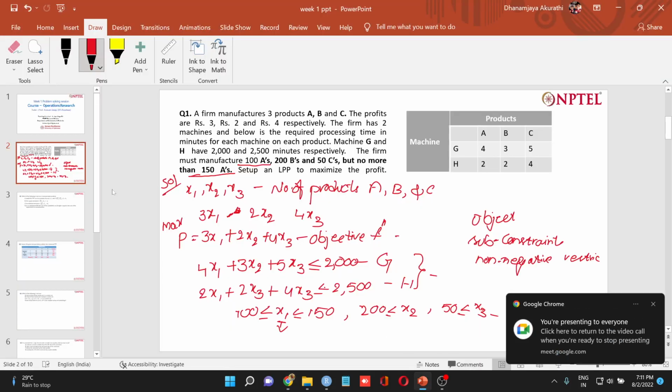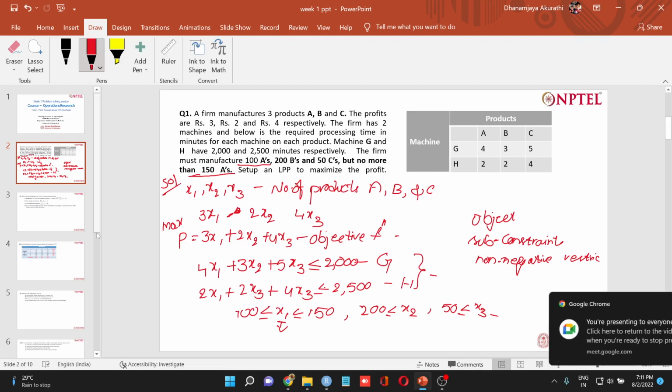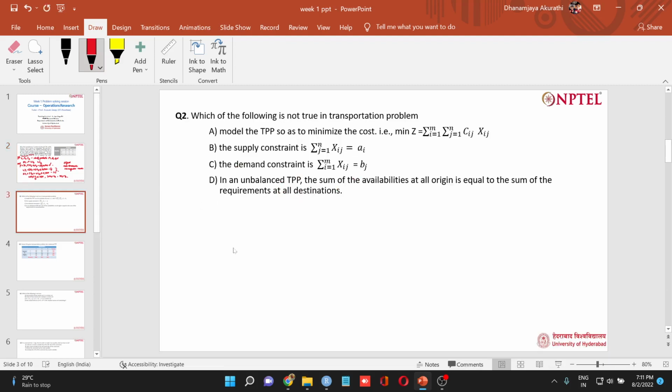Okay, then come to the next problem. Which of the following is not true in a transportation problem? Generally, the formulation of a transportation problem involves a number of origins, where each origin should transport to different destinations, and the overall objective is to minimize the cost.